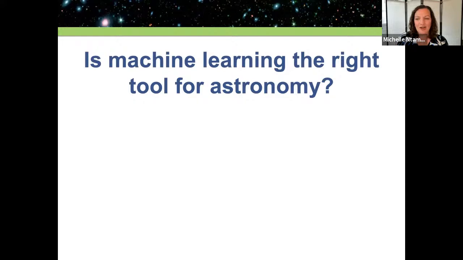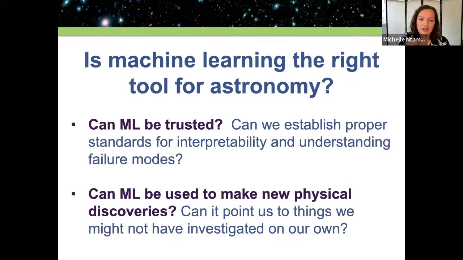And here, I think there are two main areas that we need to explore. The first is, can machine learning be trusted? Can we establish proper standards for interpretability and for understanding our failure modes? And the second is, can machine learning be used to make new physical discoveries? Can it point us to things we might not have investigated on our own? And these two questions, the question of machine learning trust and the question of new physical discoveries, is what we're going to be exploring today.